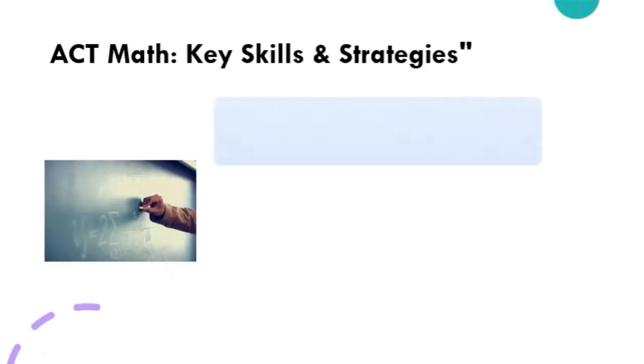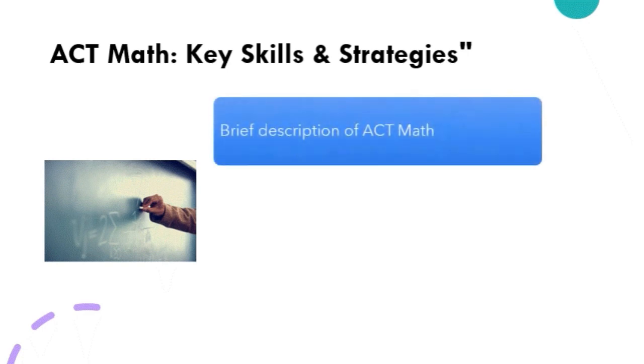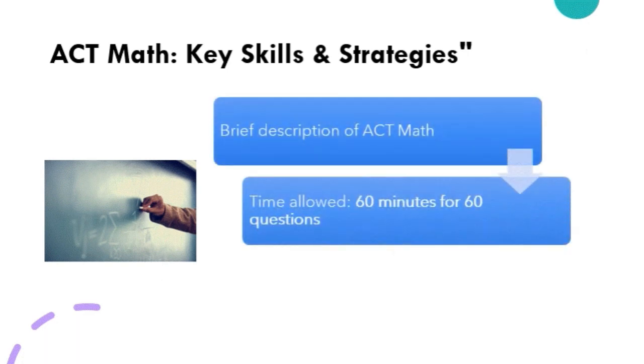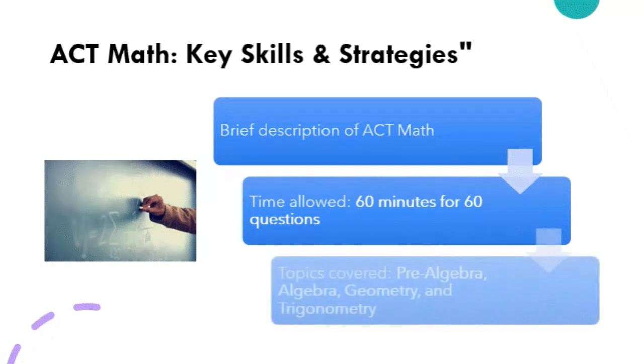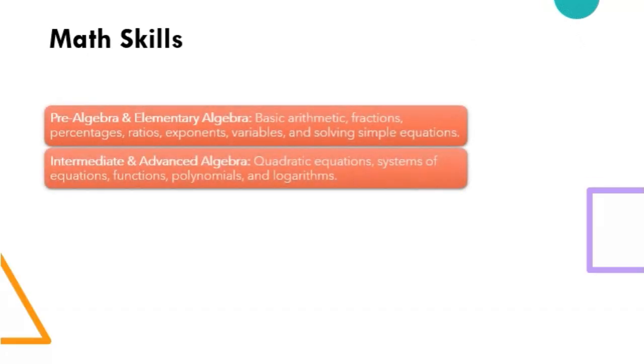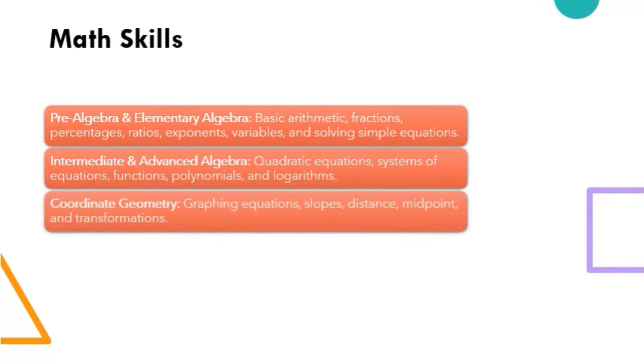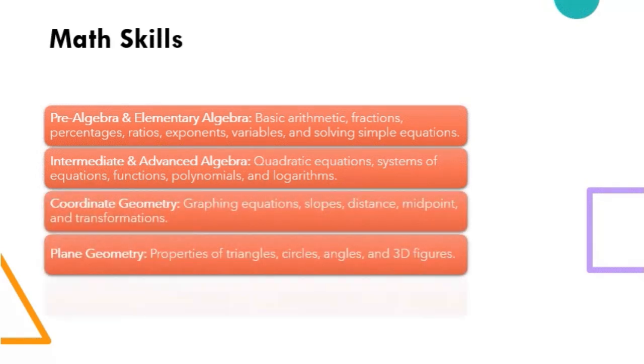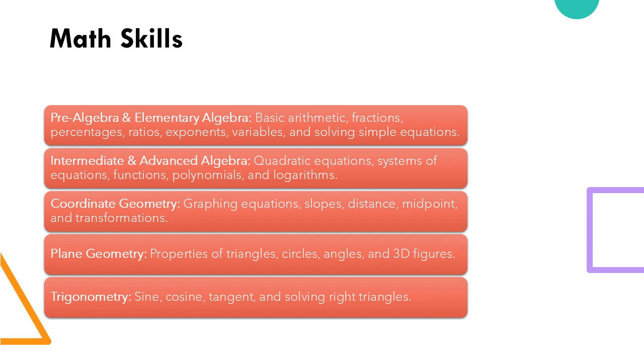The ACT Math section gives you 60 minutes to answer 60 questions. That means time management is key. The test covers a range of topics, including pre-algebra, algebra, geometry, and even some trigonometry. Some questions will be quick and straightforward, while others might require a bit more problem solving. But don't worry, I'll walk you through the important concepts, break down sample problems, and give you some tips to make solving them easier. Let's dive in.